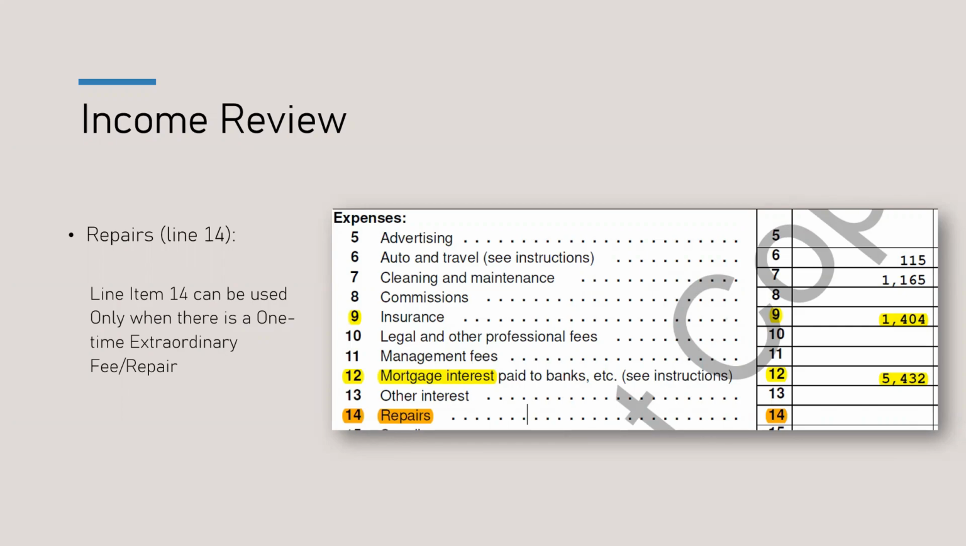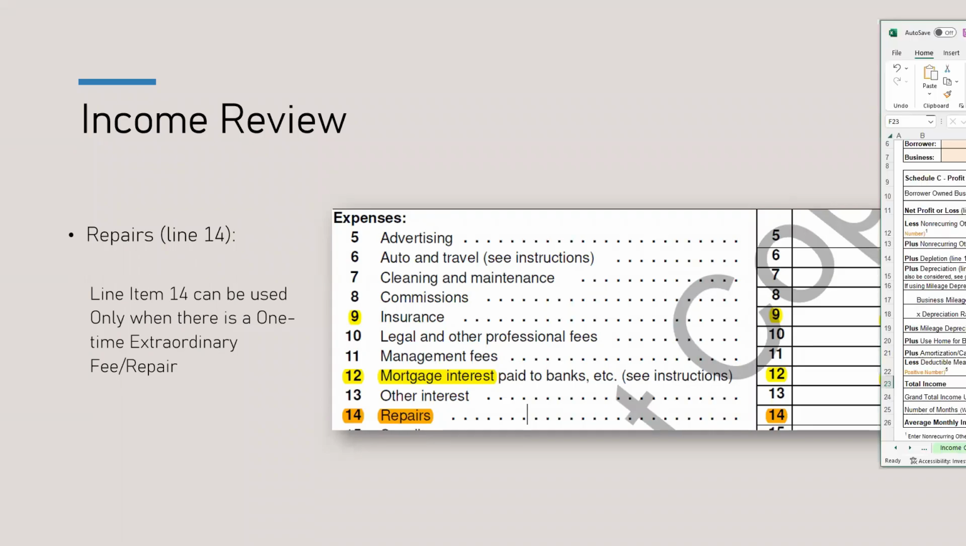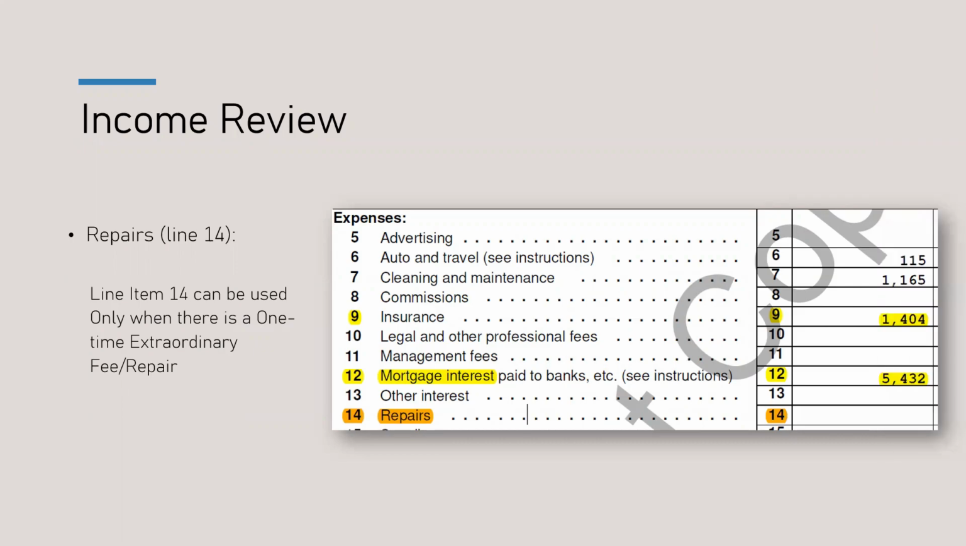Receipts. Luckily, my borrower kept his receipts, and he had the tree removal fee as well as the new wrought iron fence he had to put in the front. So he had those receipts that I can prove to my underwriter that it wasn't just a made up fee, of course, right? So he was able to get that money back in as a one-time extraordinary fee or repair towards that property.